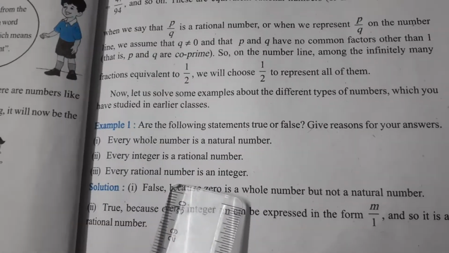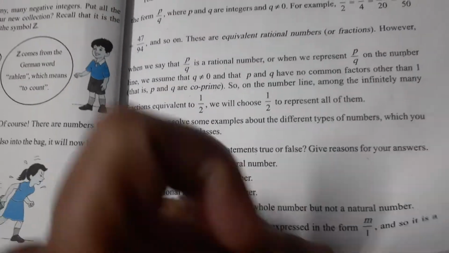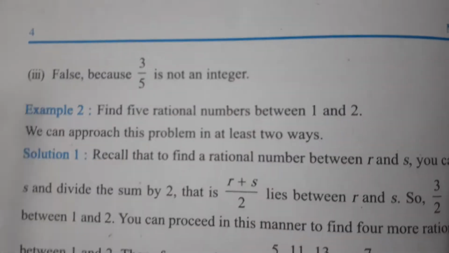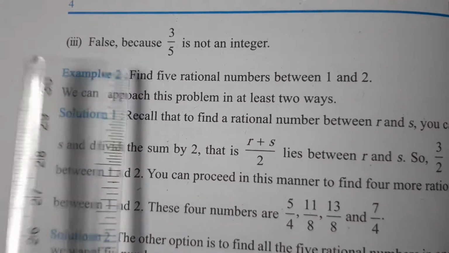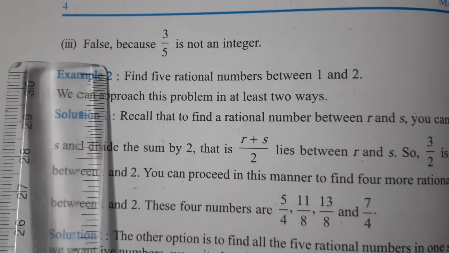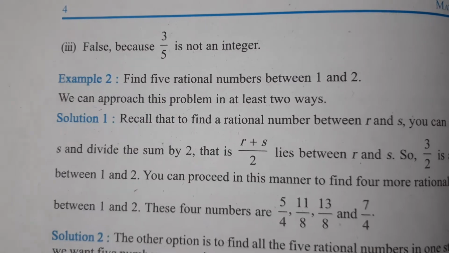Every rational number is an integer. This statement is false because, for example, 3 by 5 is not an integer. So in this case, the given statement is false.